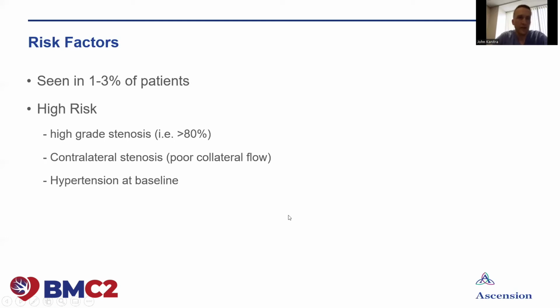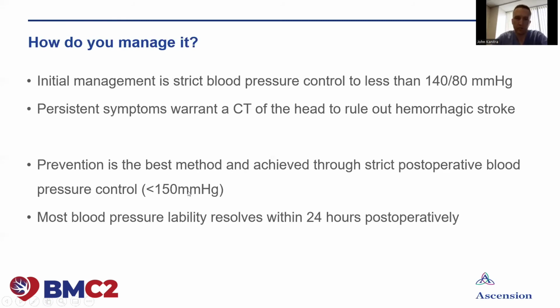So just general epidemiology, it's seen in about 1 to 3% of patients. High risk are folks who have high-grade stenosis, so greater than 80% stenosis, especially if they have contralateral stenosis, because now your brain's not dependent on collateral flow since you have bilateral stenosis. So essentially your entire cerebral vasculature is vasodilated. And as I mentioned, if they have high blood pressure at baseline.